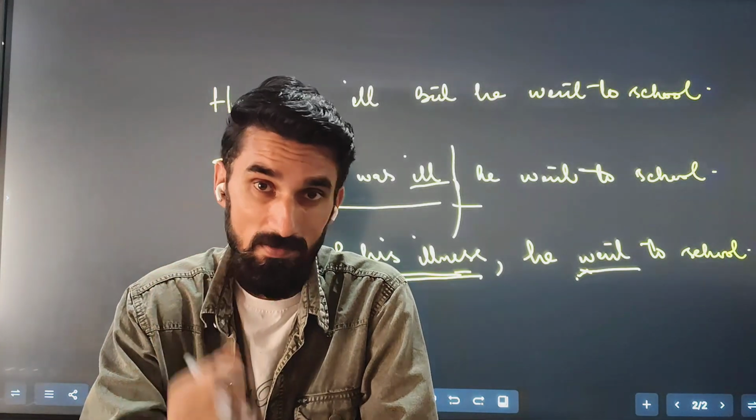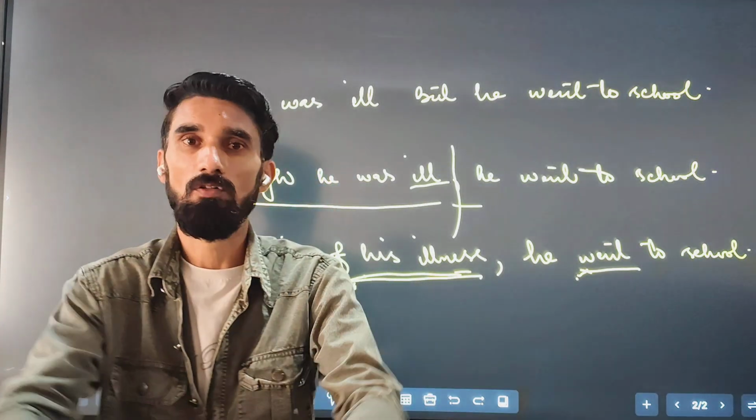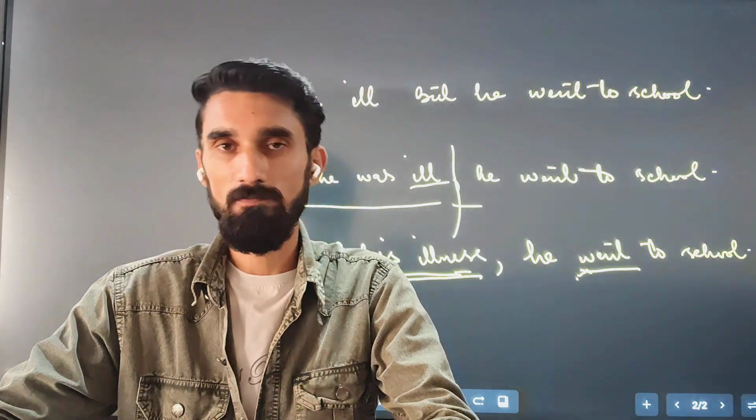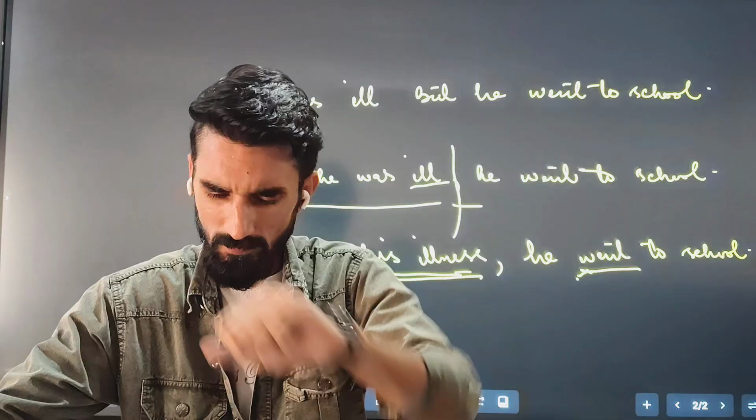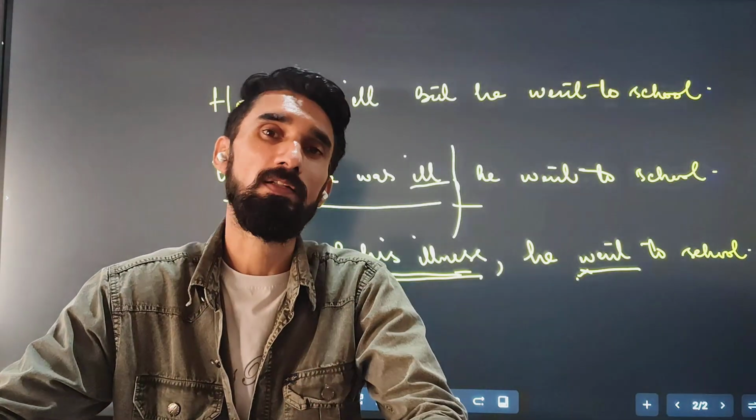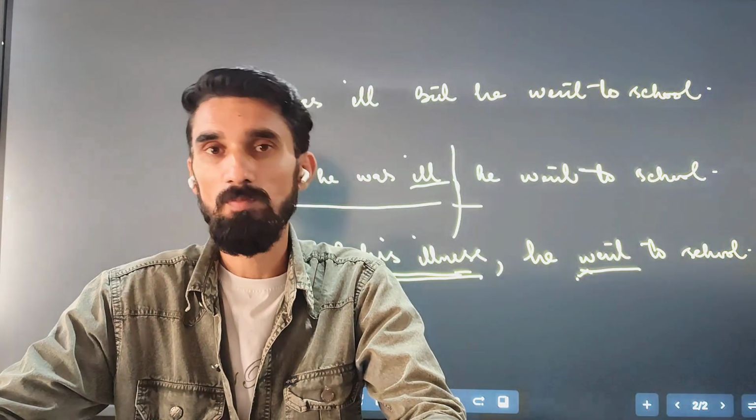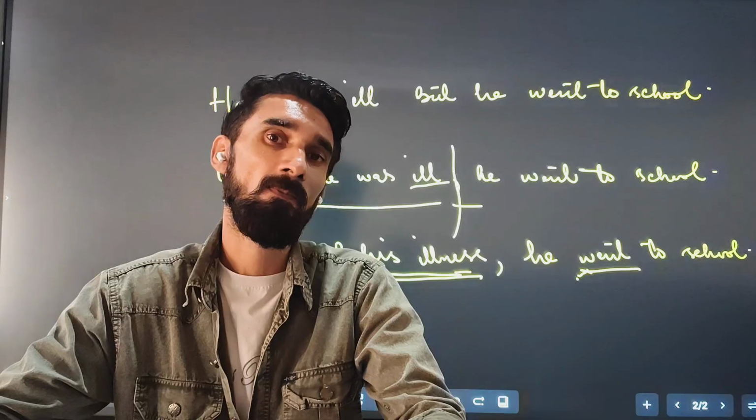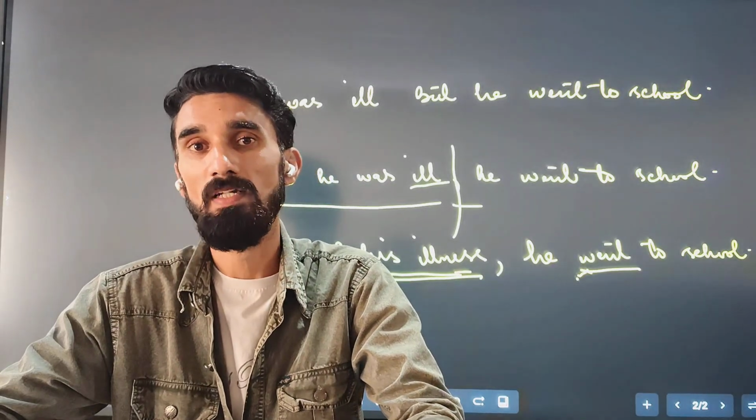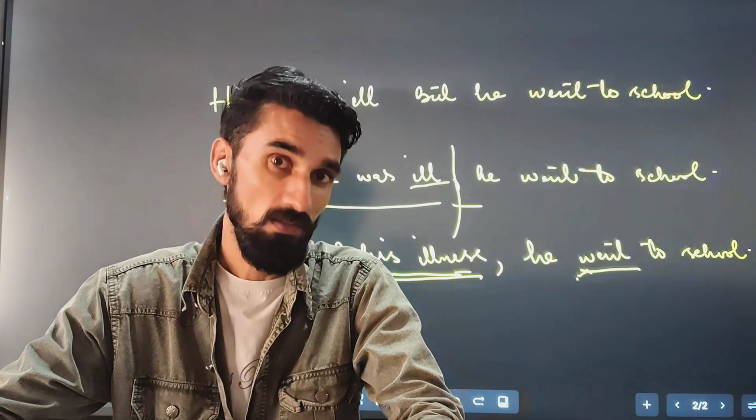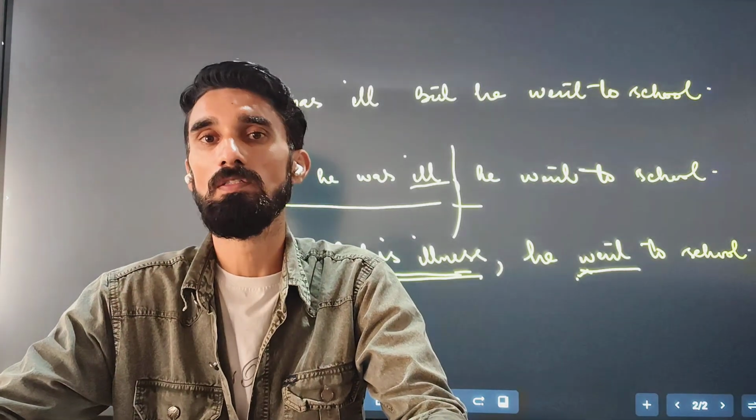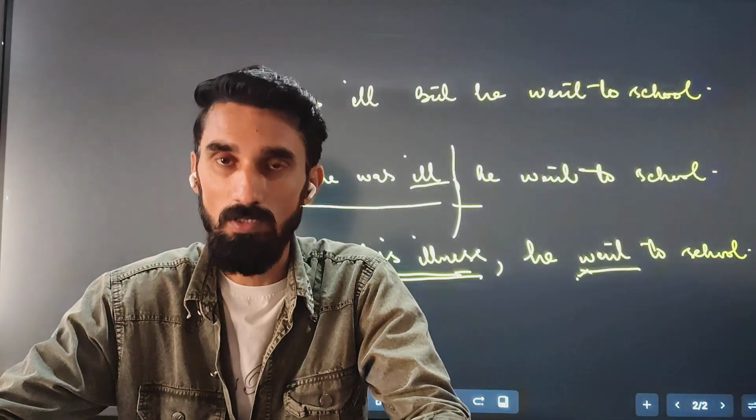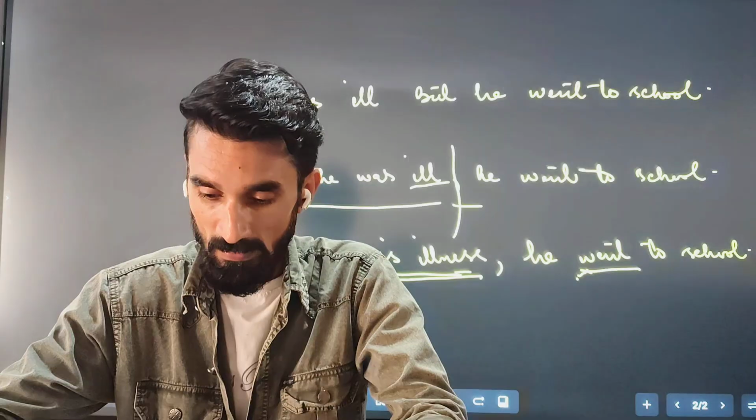Then comes your complex sentence. What is required in a complex sentence, and how will you identify a complex sentence? You will have one independent clause or the principal clause, and you will have one or more dependent clauses, meaning the clause that depends upon the principal clause to give a proper or complete meaning.